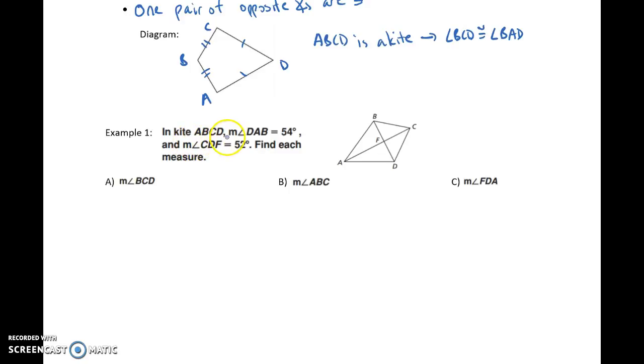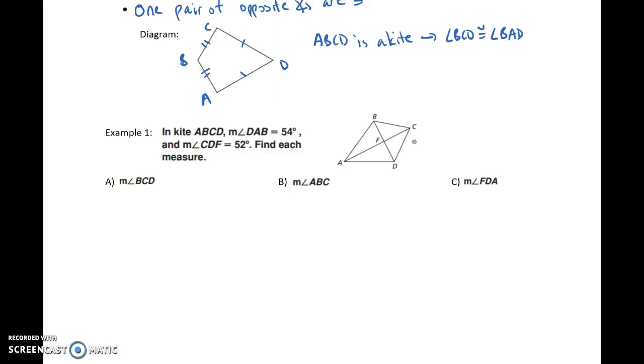So in kite ABCD, the measure of angle DAB is 54 degrees. The measure of angle CDF is 52 degrees. We want to find each measure: BCD, ABC, FDA. A quick note about these types of problems: if we are using the same information, you don't have to do A, then B, then C always. Sometimes it helps to just look at what you can solve for first.